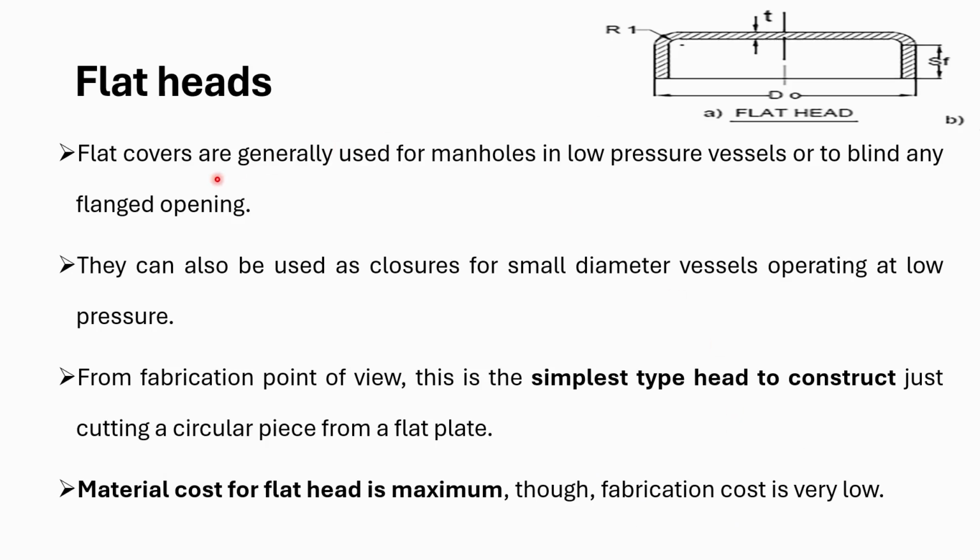Flat heads are generally used for manholes in low pressure vessels to bind any flanged opening. They are used as closures for smaller diameter vessels at low pressures. It is the simplest of the heads to construct, but it is the thickest. So the material cost is high and the fabrication cost is low.